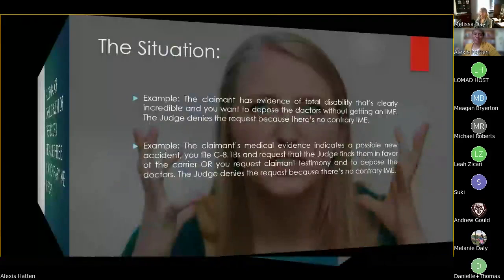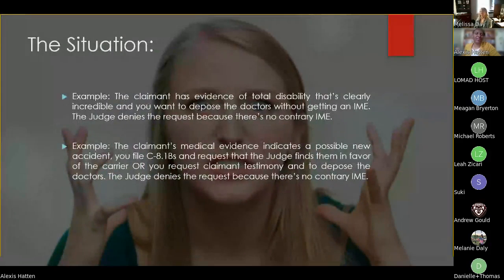It's so frustrating. Yeah, this one makes me pretty mad. So for example, the claimant has evidence of, for example, total disability that's clearly incredible. You want to depose the doctors without getting an IME, and the judge denies the request because there's no contrary IME.